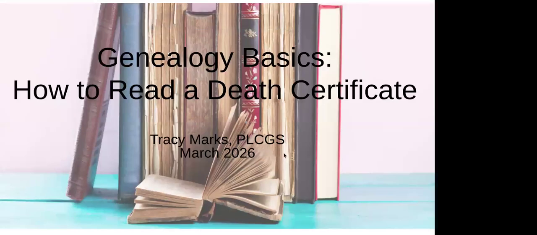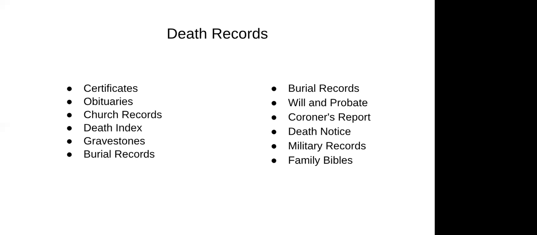Okay, so we're going to learn how to read a death certificate. First off, there are different types of records that have been recorded for death records. People may call them death certificates. There are obituaries, church records, death indexes, gravestones, burial records, wills and probates, coroner's reports, death notices, military records, and family Bibles. These are all things that you can use to record a death or to learn about a death. Today, we're specifically going to look at a death certificate.